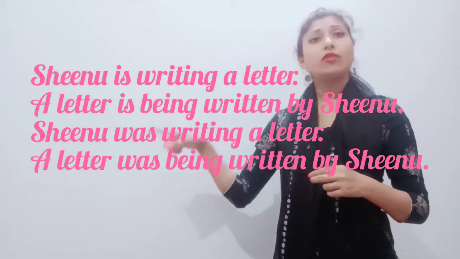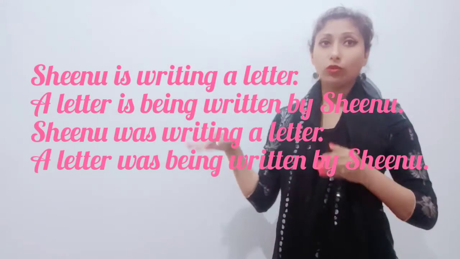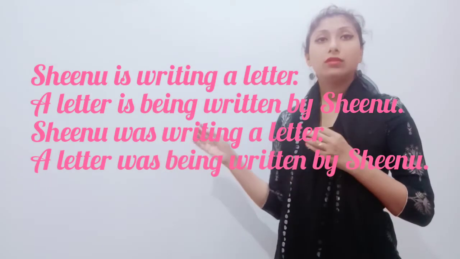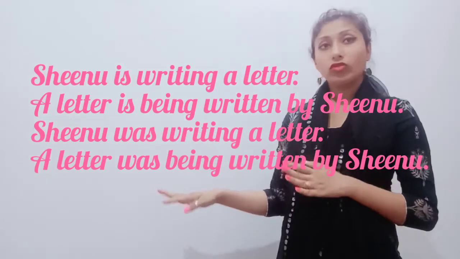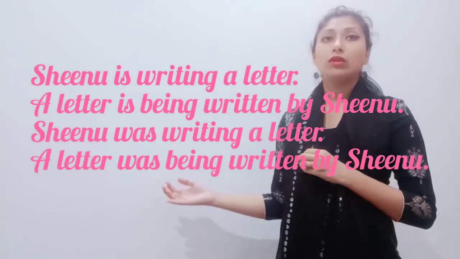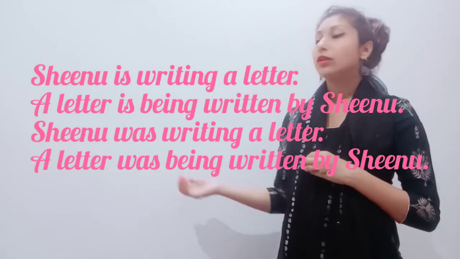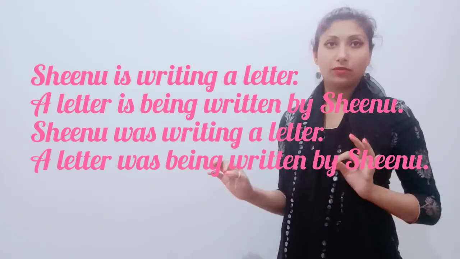In past, is will change into was, and are will be changed into were. A letter was being written by Shinu. Future continuous active we are having: Shinu will be writing a letter. Okay, Shinu will be writing a letter, but we can't make passive here.